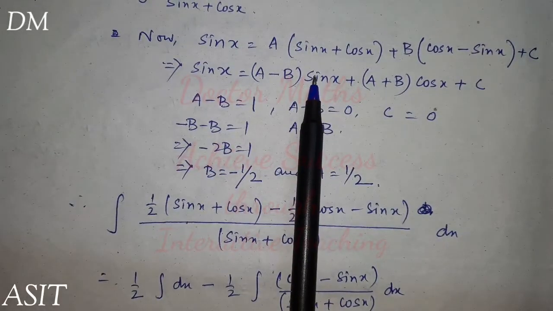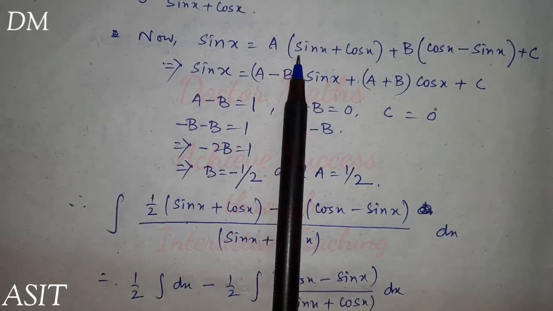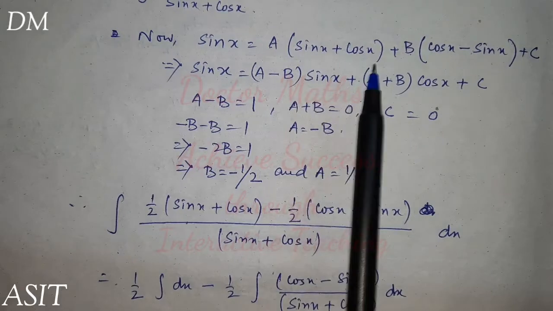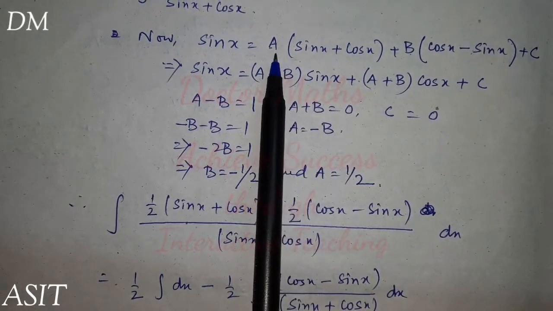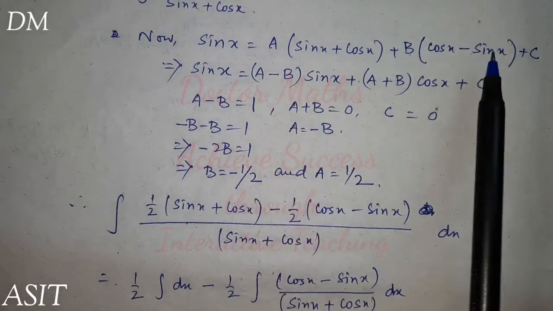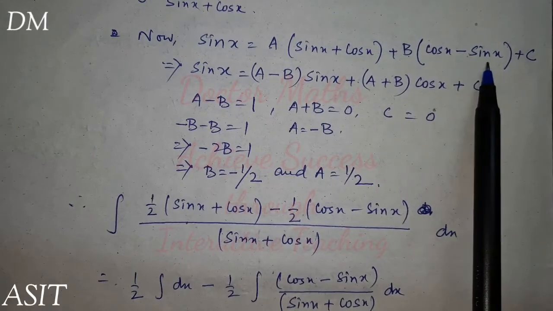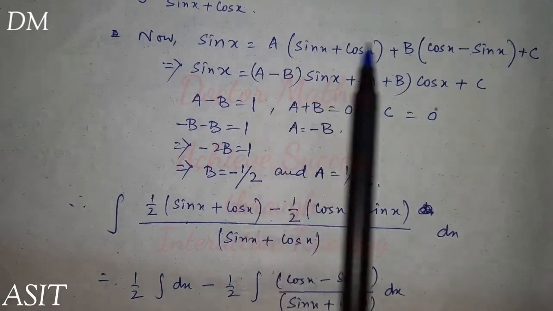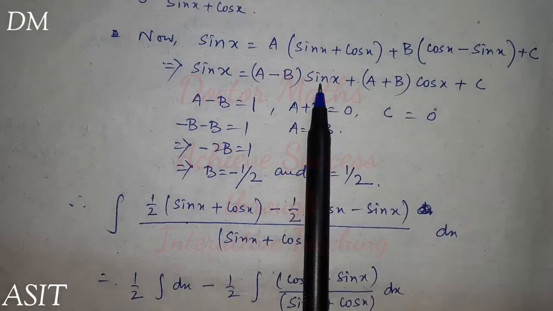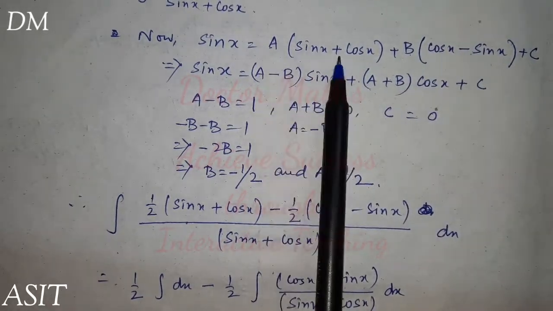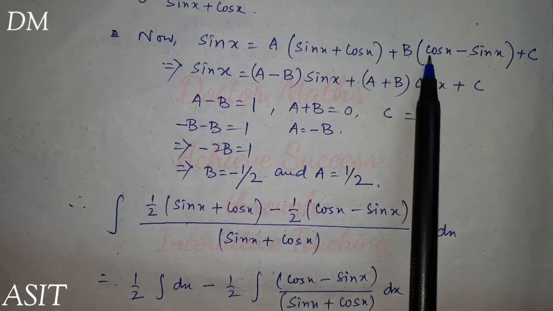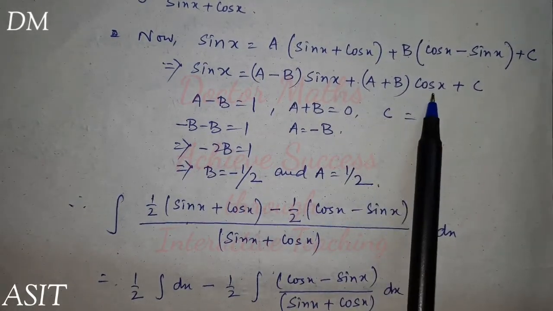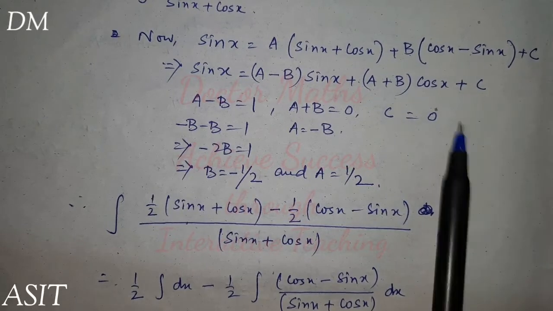Now let us find out the coefficients of sin x. Let us arrange the terms. So here we can see a sin x minus b sin x. So that means we can take common sin x, so it will be (a minus b) sin x, then plus (a plus b) cos x, into cos x plus sin x.